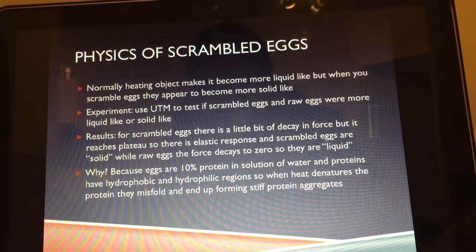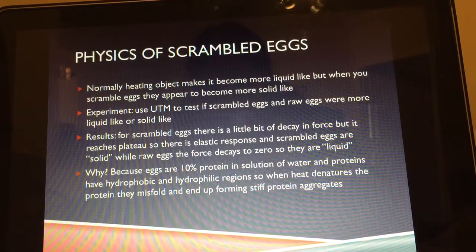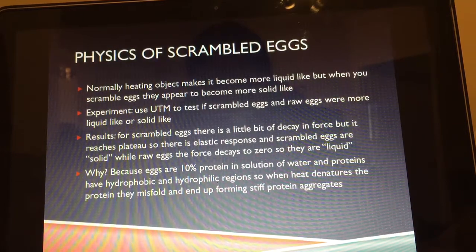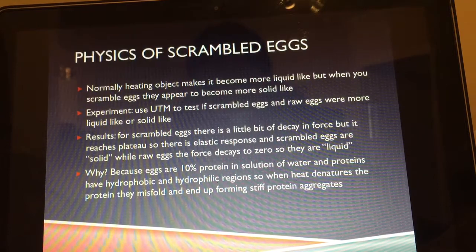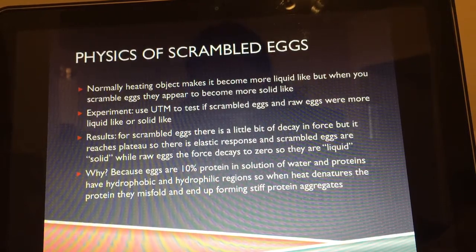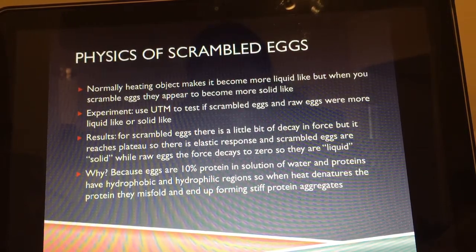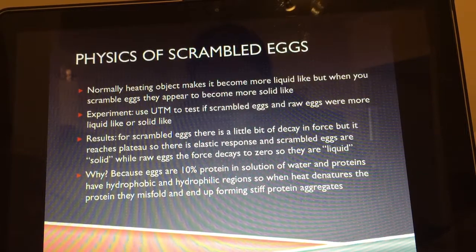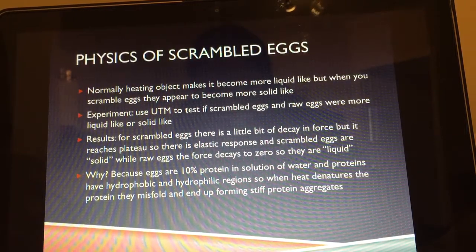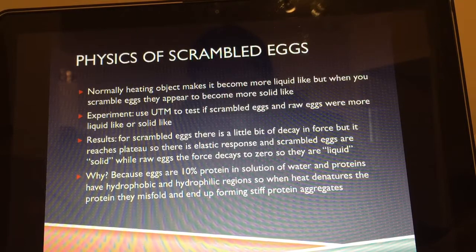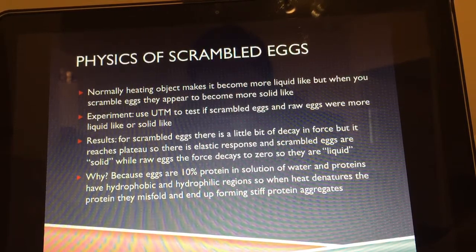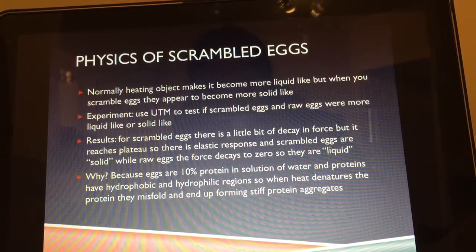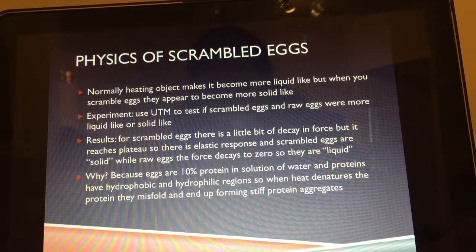Normally, when you add heat to an object, you go from a more solid-like to a less solid-like state. But when you take raw eggs and heat them to make scrambled eggs, they harden. So this makes it seem that heat makes eggs go towards a more solid state. To test this, a universal testing machine was used, and a UTM creep test was run. This distinguishes between something that's solid-like and something that's liquid-like by applying a force down to hold a plate still on the object in question.